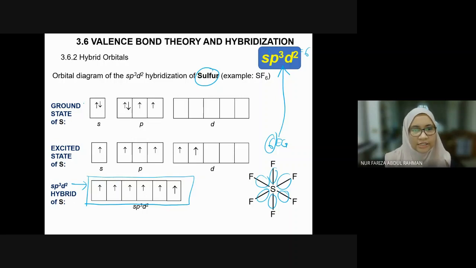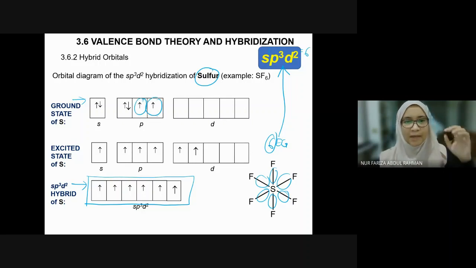Okay, all right. So initially, this is how ground state of sulfur looks like. So by right, sulfur need to prepare berapa banyak unpacked electron? 1, 2, 3, 4, 5, 6. Ada 6 fluorine. Okay, that need to form bond with sulfur. So by right, sulfur have to prepare 6 unpacked electron in order to form bond with fluorine. So initially, okay, at the ground state, sulfur has only 2 unpacked electron. So kena prepare lagi 4 unpacked electron.